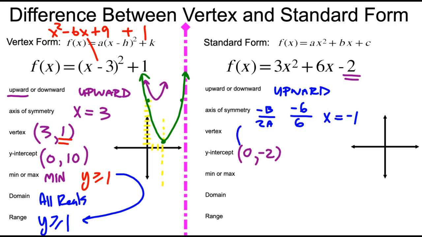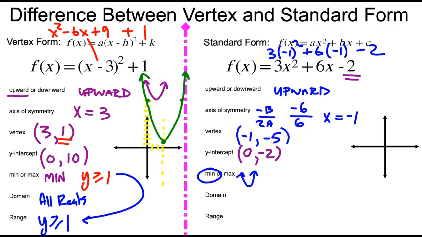My vertex then is going to have x value -1. When I put -1 in for x, I'm going to get 3 times -1 squared plus 6 times -1 minus 2. That's going to be +3 minus 6, which is -3 minus 2, which is -5. So -1, -5 is my vertex. Is that a max or a min, everyone? It's a minimum because it opens upward. So my minimum is going to be y equals -5.